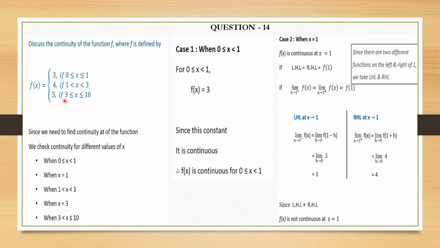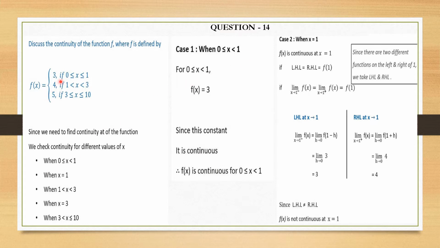Okay, so where should I check the continuity? I have to discuss, so I have to check everywhere. At 1, because LHL and RHL are defined differently, between 1 and 3, at x equal to 3 it is again differently defined, and between 3 and 10. I don't need to go for x greater than 10 as the function is not required there. So first case is between 0 and 1.